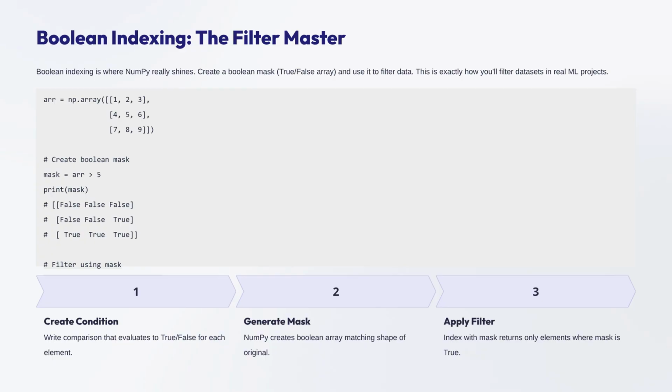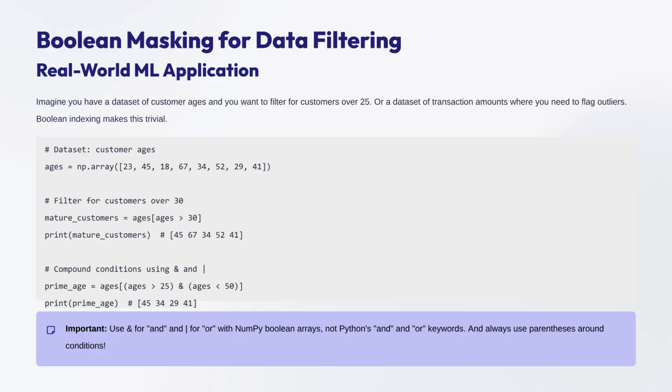Boolean indexing uses a true or false mask to filter data. A comparison condition creates a mask, and indexing the array with this mask returns only the elements where the mask is true. Boolean masking is perfect for real-world filtering, such as selecting customers over a certain age. Remember to use the element-wise operators, & for and and | for or, and wrap your conditions in parentheses.